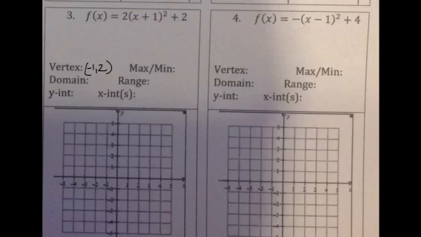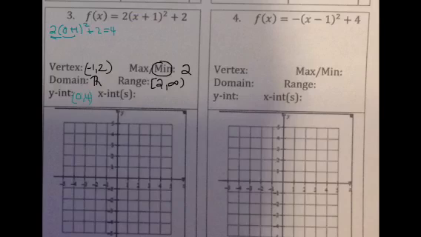Okay, it concaves up. When you graph it, the parabola concaves up, so that means it has a minimum value, which equals the y value of the vertex, so that's 2. The range goes from 2 to infinity, and the domain is all reals. The y-intercept, we replace the x with a 0, so we get 2 times 0 plus 1 squared plus 2. So 0 plus 1 is 1, 1 squared is 1. 1 times 2 is 2, 2 plus 2 is 4. So the y-intercept is 0, 4.